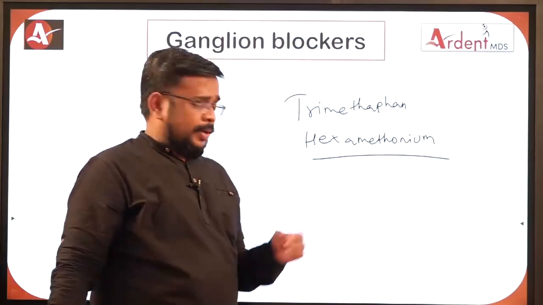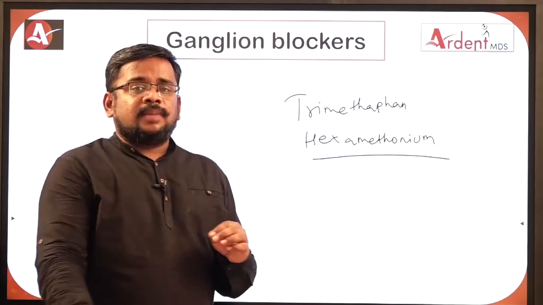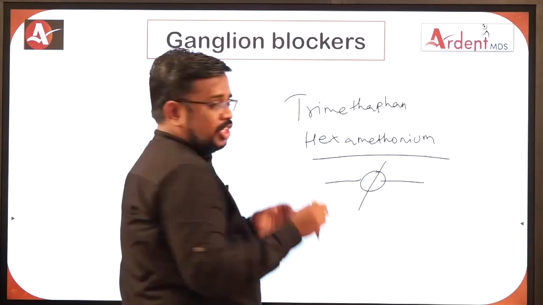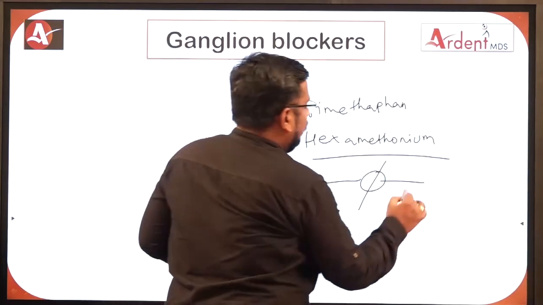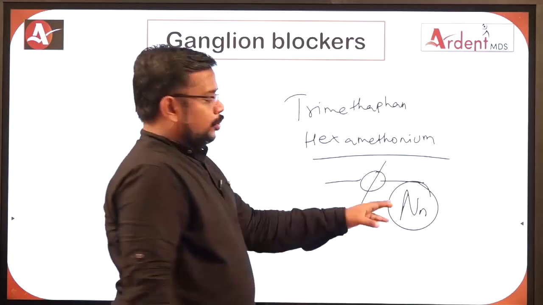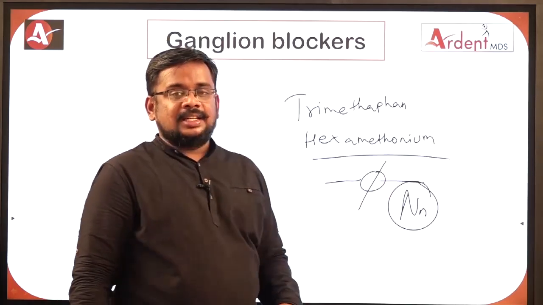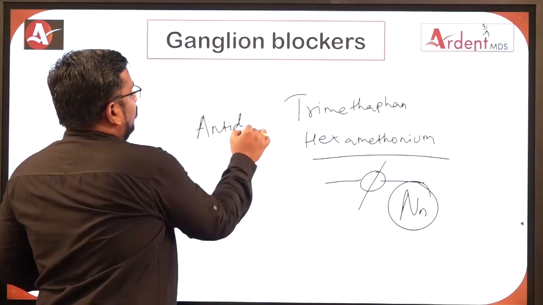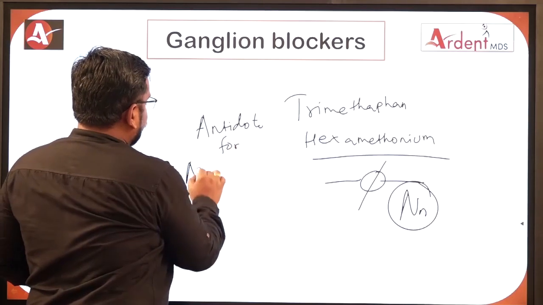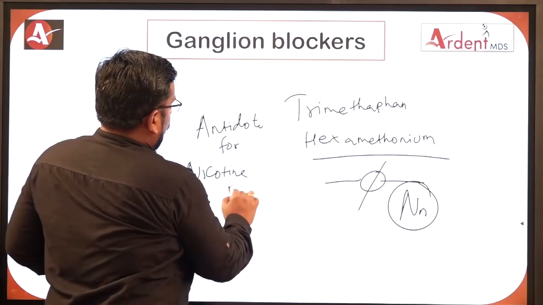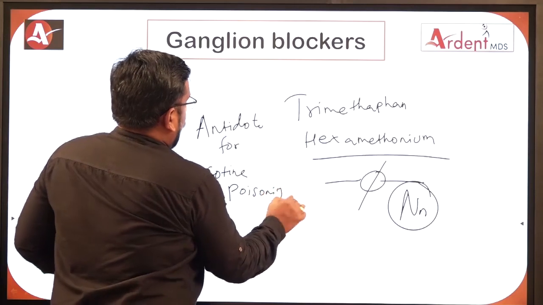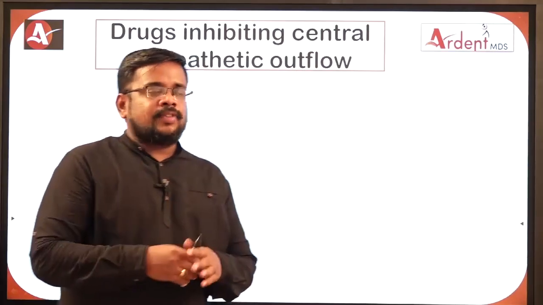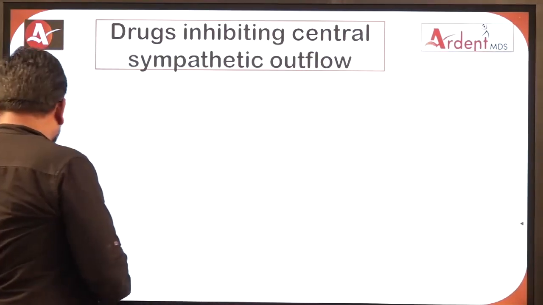Don't confuse trimethaphan with trimethoprim. Trimethoprim is studied under antimicrobial drugs. Trimethaphan and hexamethonium act as ganglionic blockers, meaning they inhibit the junction between the two nerves. This area is called the junction of two N, that is N receptors. These drugs are also used as an antidote for nicotine poisoning, and this is an MCQ. Which drug is used as a nicotine poisoning antidote? Trimethaphan and hexamethonium.